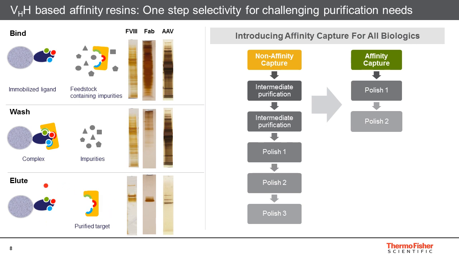And then with a simple elution mechanism, which can be pH or alternatives like chaotropes or other additives, we can actually then elute very nicely in one single step the compound of interest. So in this case, it's factor 8. In this case, it's an antibody fragment. And here you can see actually the 3 viral coat proteins of AAV coming off in your single step. Which means that by introducing an affinity capture for all biologics, you can reduce the complex steps of, let's say, a non-affinity capture mode into a very easy max 3-step process for all biologics.